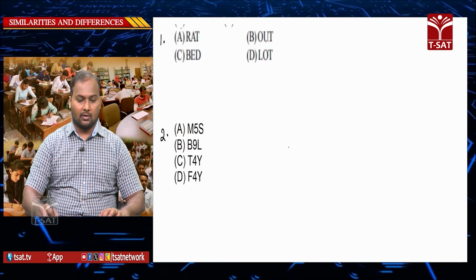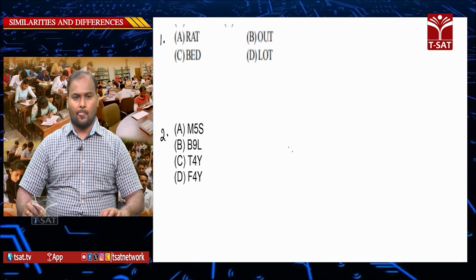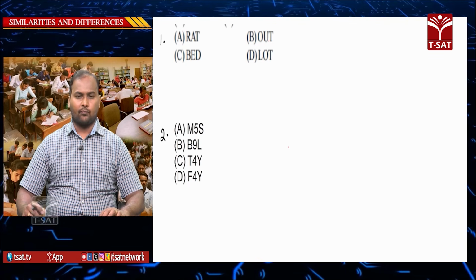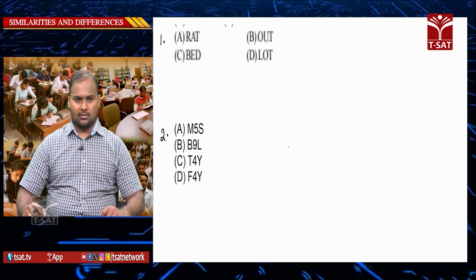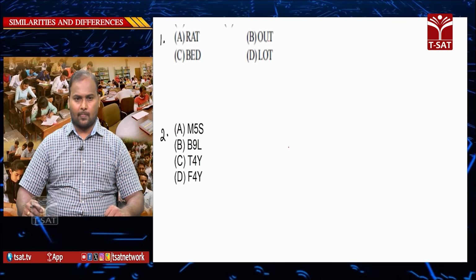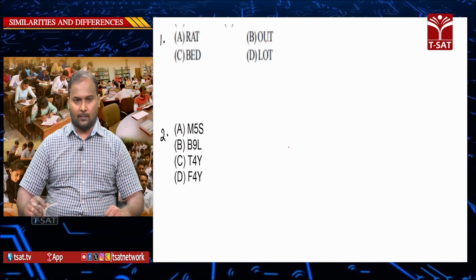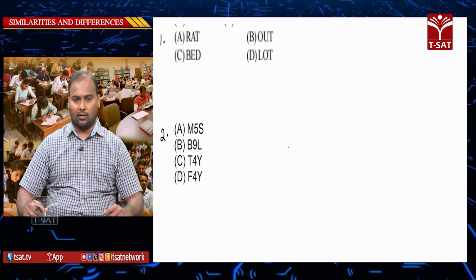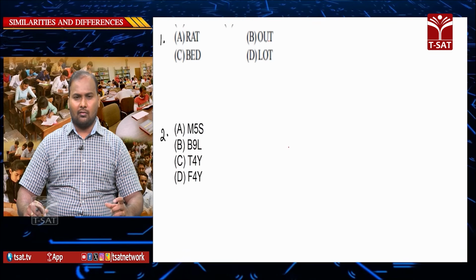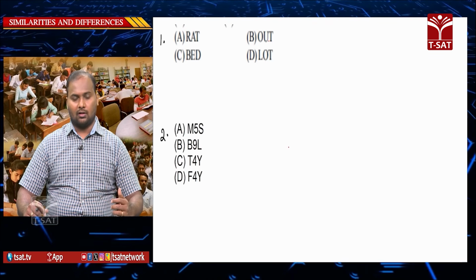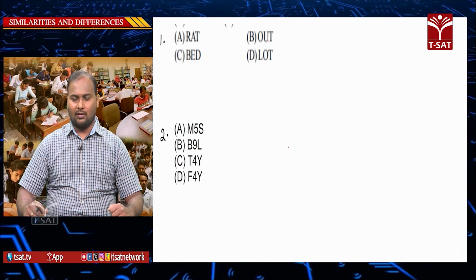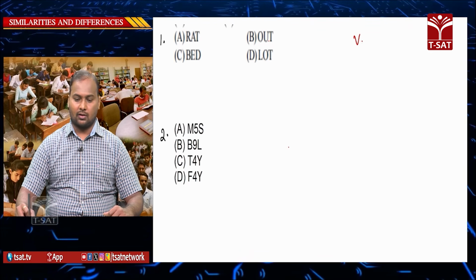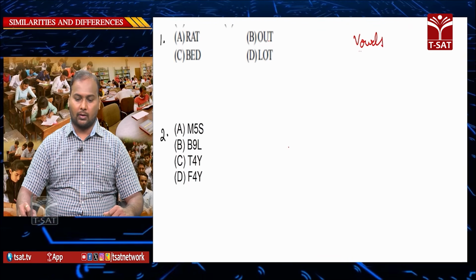For example, if you see this question: RAT, OUT, BED and LOT. Whenever you see this type of question, these words are already known to us. Whenever he is giving words that we know, the student should first always check the vowels and consonants. This is very, very, very important.